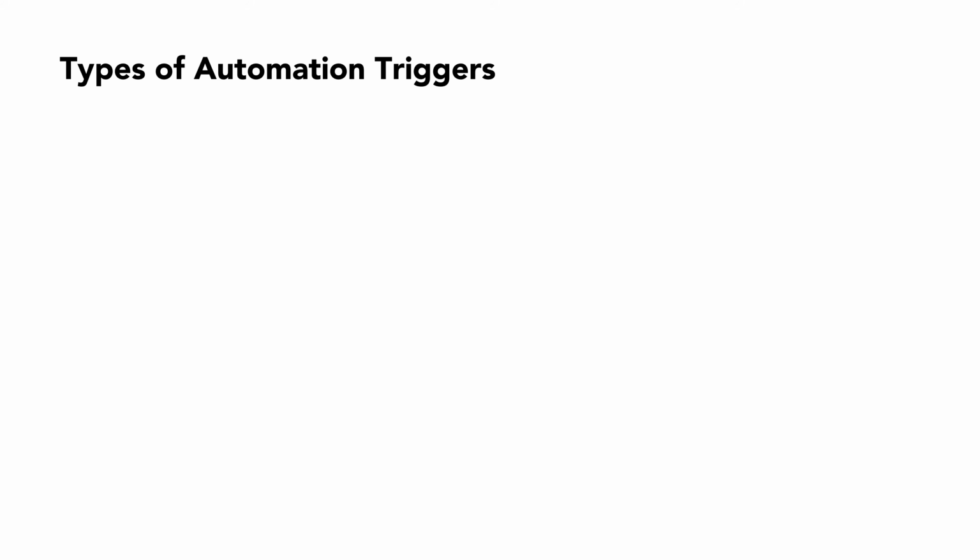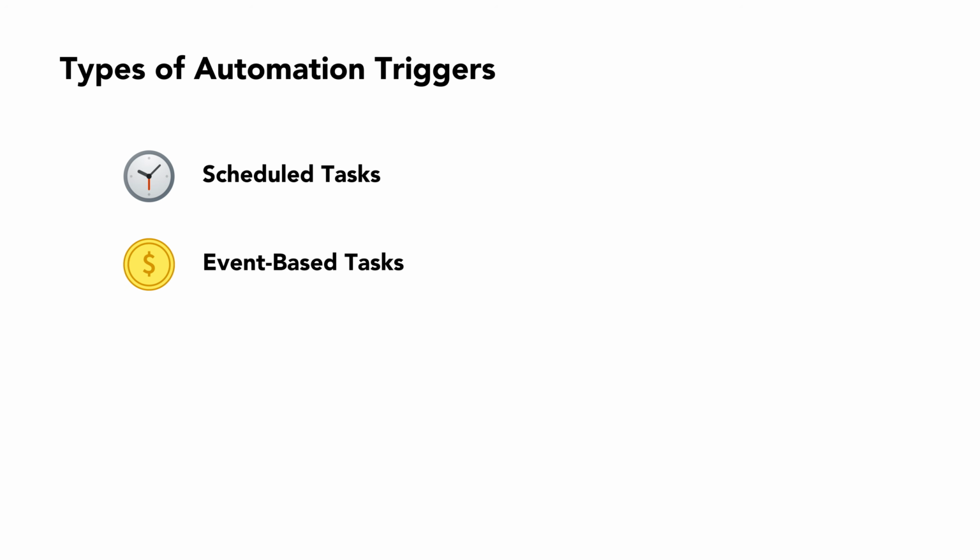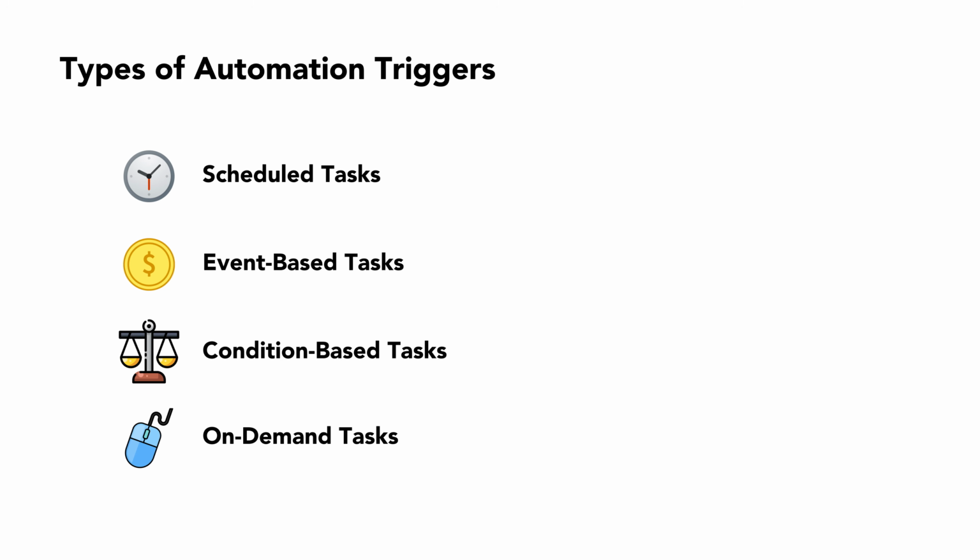There are so many ways that you can trigger automations, but they all generally fall under the following categories. Scheduled tasks, which occur on a schedule that you set. Event-based tasks, which are triggered whenever something happens. Condition-based tasks, which occur when certain conditions are true, even if they are not strictly tied to a schedule or an event. And on-demand tasks, which are manually triggered by a user by pressing a button, for example, or sending a message to a chatbot.